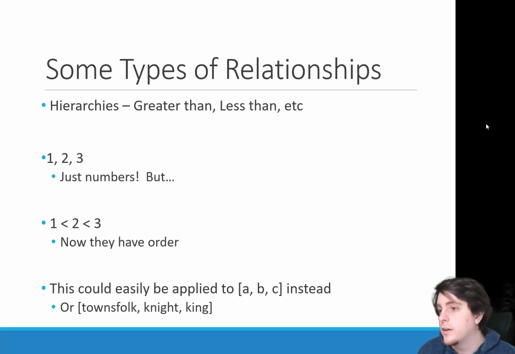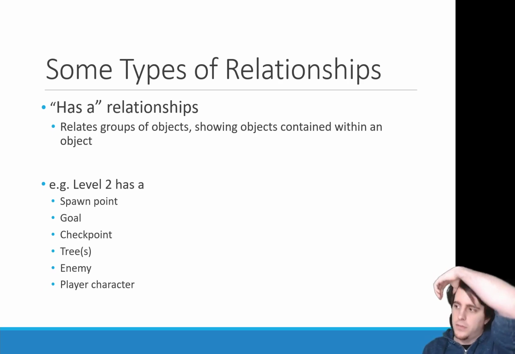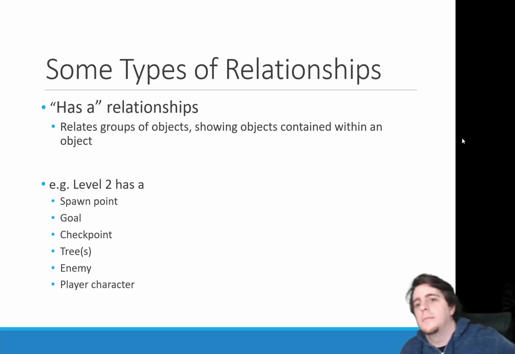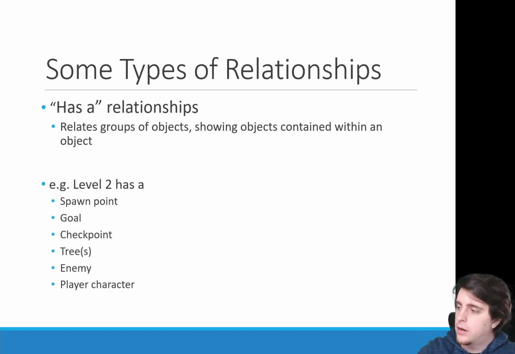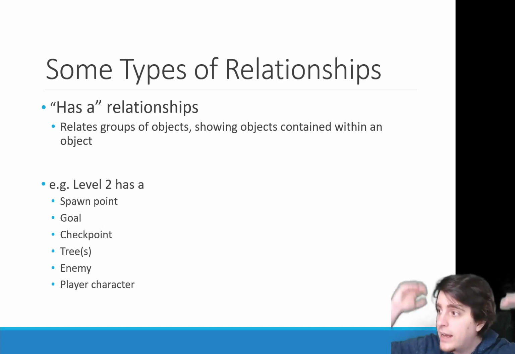So that's hierarchies. Up next, we've got has relationships, and apologies again for those of you that are doing programming stuff. Some of this is going to sound an awful lot like inheritance because we're getting there. So we think of has relationships as relating a group of objects that show that one object is actually contained within another object, because objects don't always exist on the same hierarchy, right? So let's say we have level 2. Level 2 is our object. But level 2 also has a bunch of other objects within it.